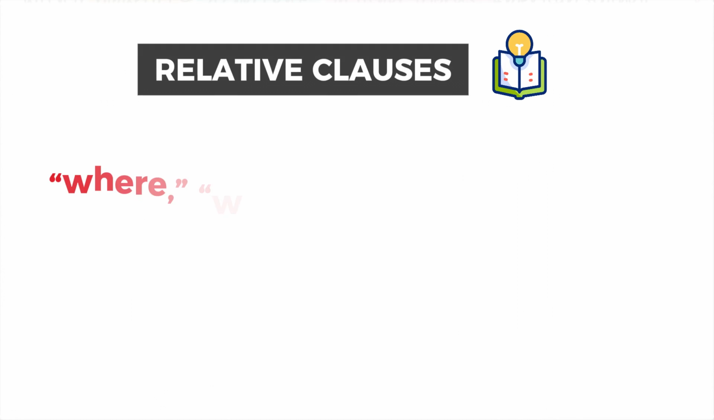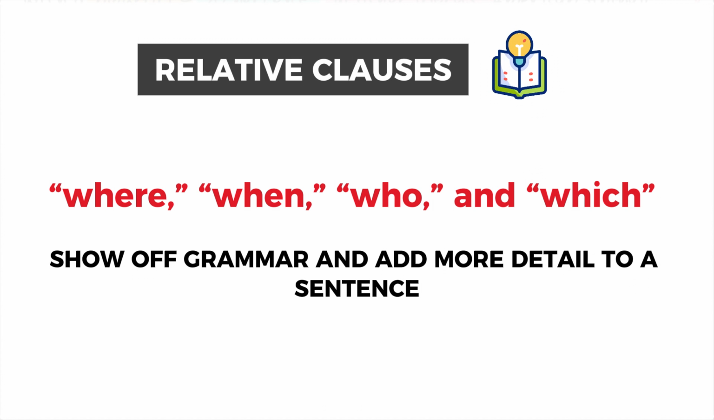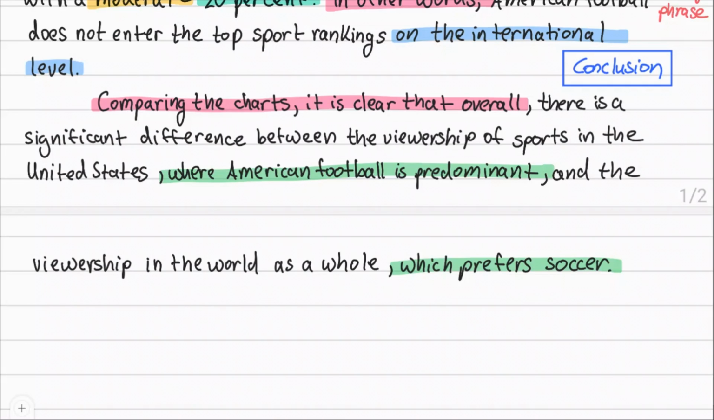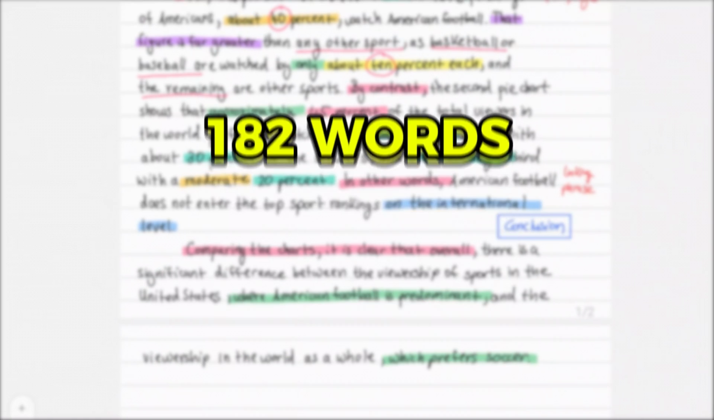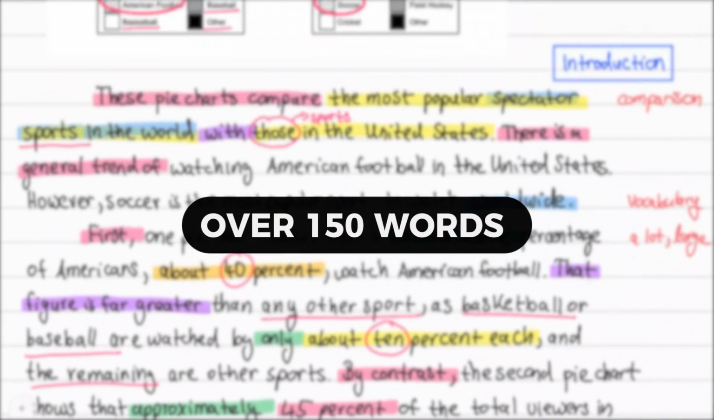Relative clauses starting with where, when, who, and which are excellent ways to show off grammar and add more detail to a sentence. They are real score boosters. I always try to include a few relative clauses in my answers. This answer is 182 words. That's enough because it's over 150 words.